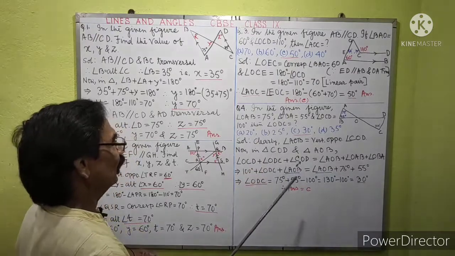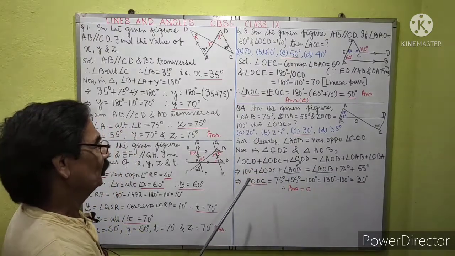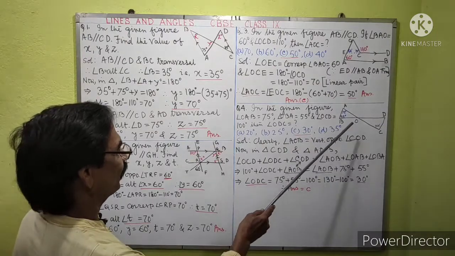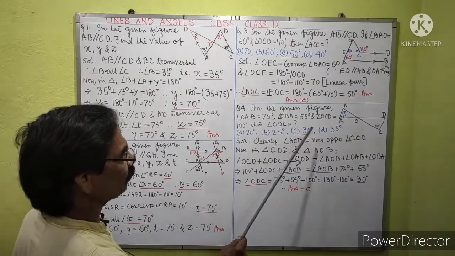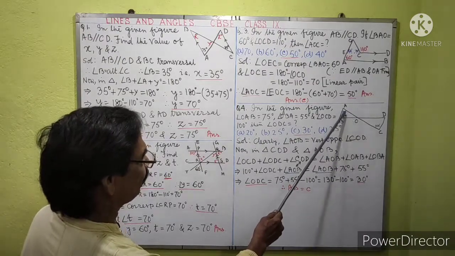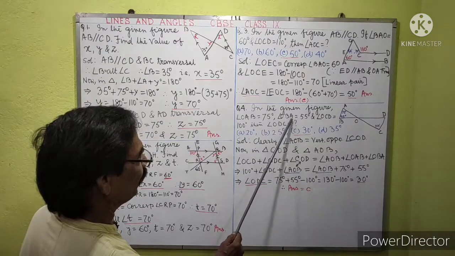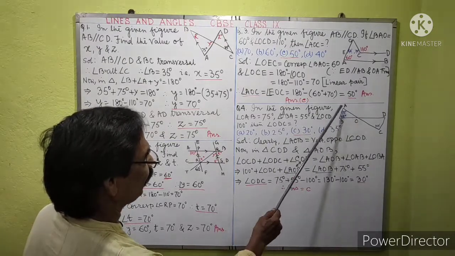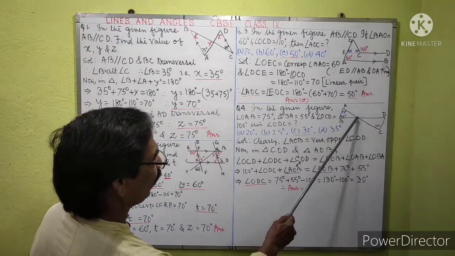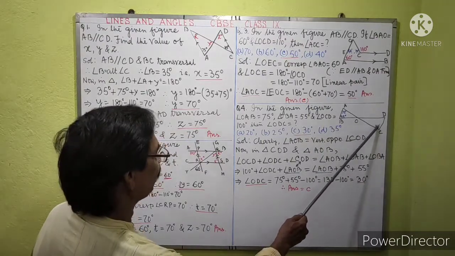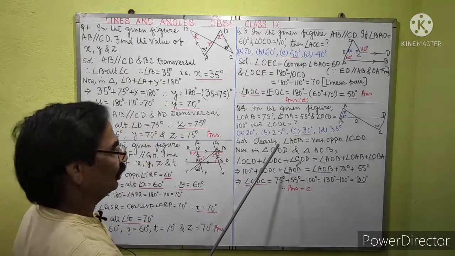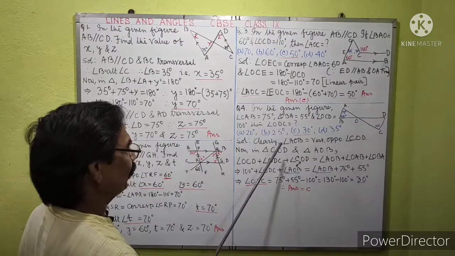Now, this is also one multiple choice question. In this given figure, angle OAB equal to 75 degree, it is given. Angle OBA equal to 55 degree. And angle OCD equal to 100 degree. Then we have to find out the measure of angle ODC.